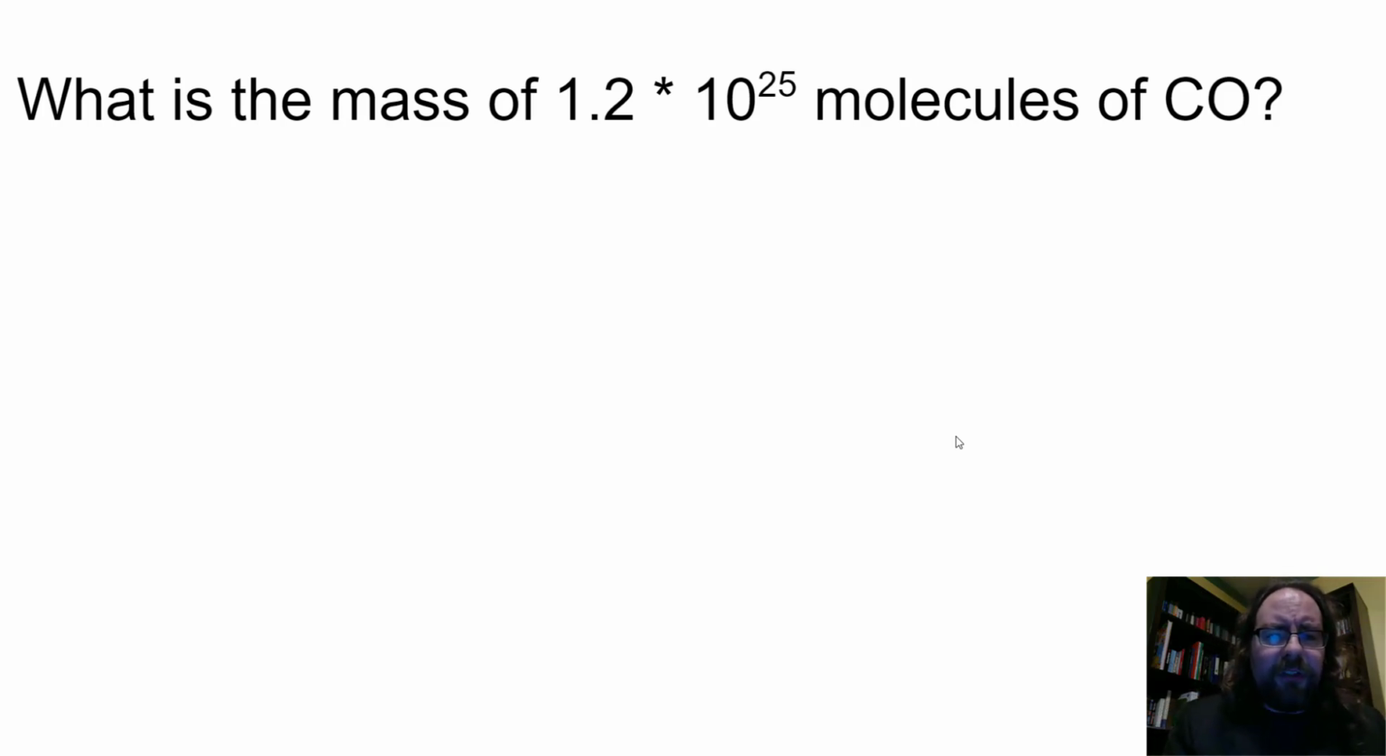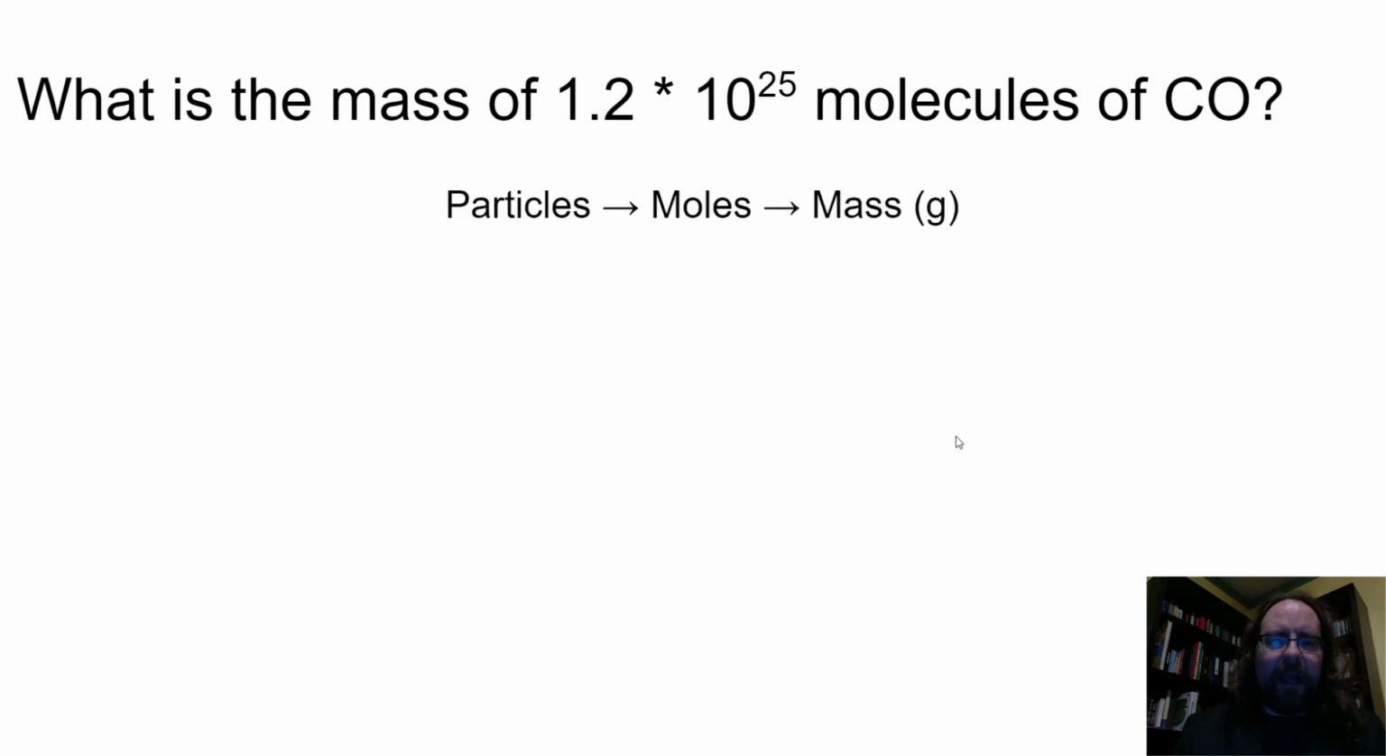So you should be able at this point to figure out what is the most different about this problem compared to all the previous ones. In each of the previous problems, there really was only one conversion that we were doing. We went from either moles to grams or vice versa, or from moles to particles or vice versa. But in this case, we're actually going from particles, since we're given 1.2 times 10 to the 25th molecules, to moles, and then to mass, because that's the question. So this is actually a double conversion.